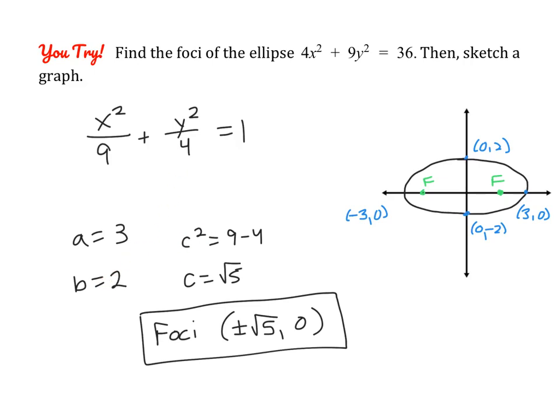And if you use the formula c squared equals a squared minus b squared, you find that your c value is root 5. Remember, c is the distance from the center to your foci, which are always on your major axis. So here we have two foci, one at positive root 5, 0, and one at negative root 5, 0. So you can list them separately or write them like this. Either way is fine.